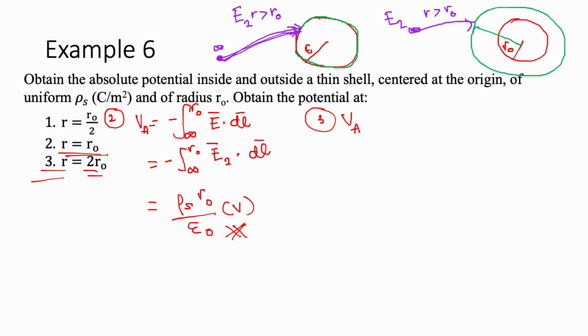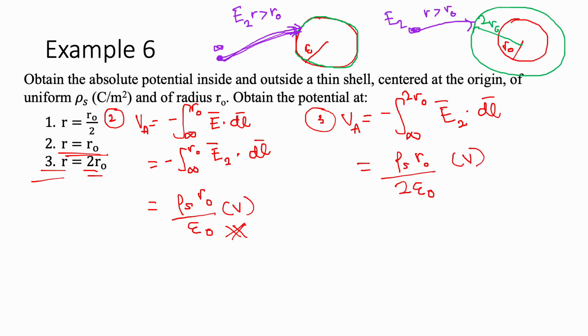We just proceed here. VA is equal to negative infinity, and this distance r is 2 r naught, so the limit is until 2 r naught. The E involved is E2 dot dl. If you proceed with your calculation, you will get your answer to be rho s r naught over 2 epsilon naught volt.